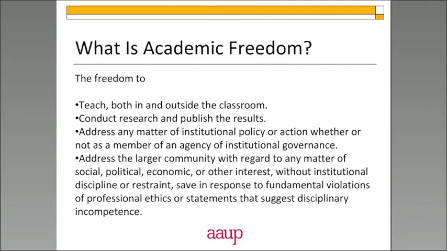And then there's a 4th component, and that is to address the larger community with regard to any matter of social, political, economic, or other interest without institutional discipline or restraint, save in response to fundamental violations of professional ethics or statements that suggest disciplinary incompetence. So this is a 4th element of academic freedom. And certainly in your faculty handbooks or collective bargaining agreements, there should be a definition of academic freedom that recognizes all 4 of these elements explicitly.